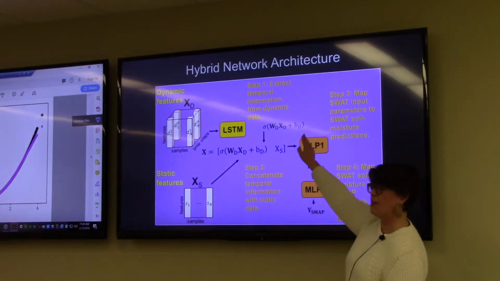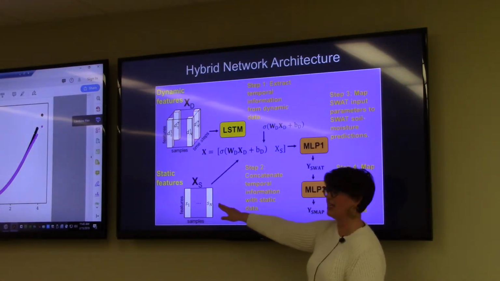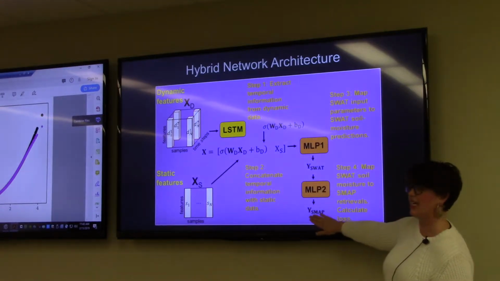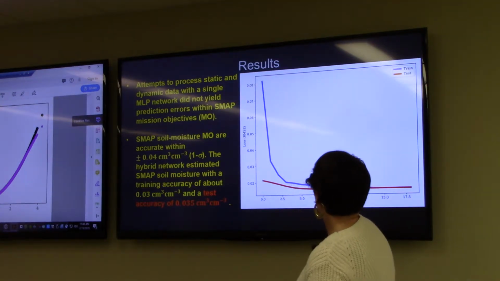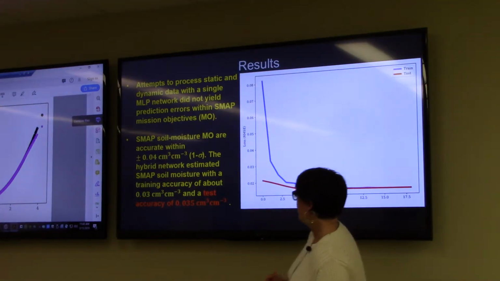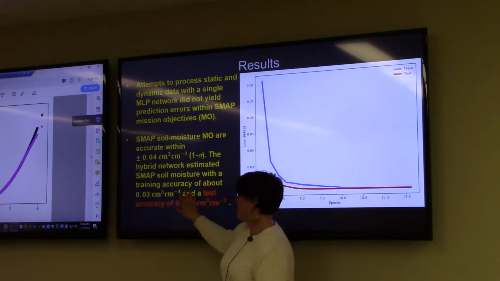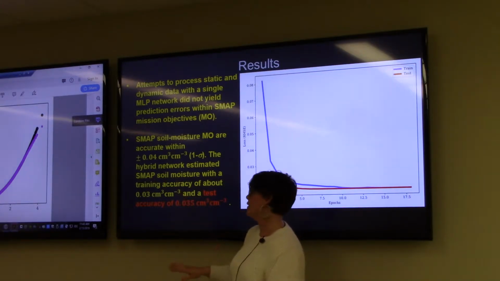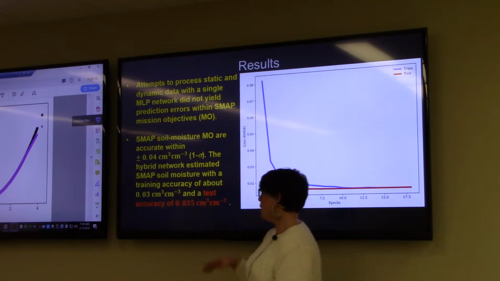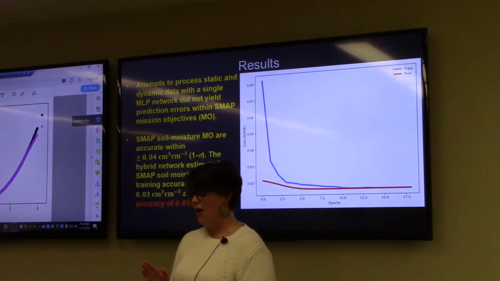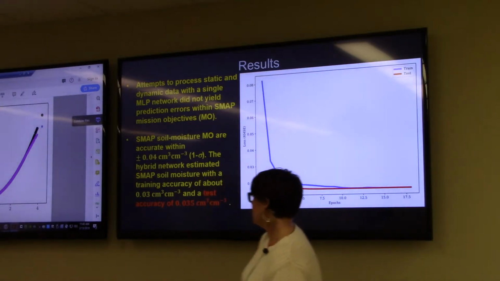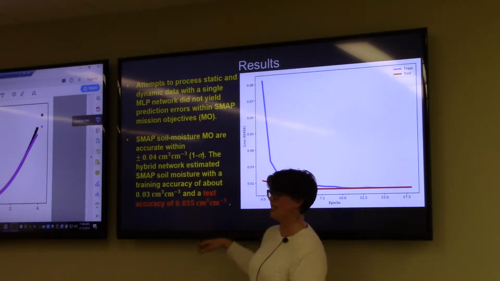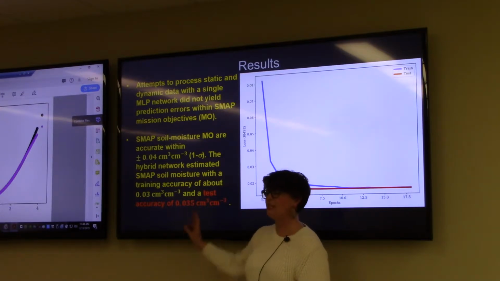Take output from that process, concatenate with static data, and process all of that data together, mapping towards our target values. And this is maybe not the most interesting figure, but what's important to note here is that I actually have been relatively successful. I have probably a range of accuracies of maybe 0.033 to 0.038 cubic centimeters of water per cubic centimeters of soil. That's my accuracy in predicting soil moisture right now.